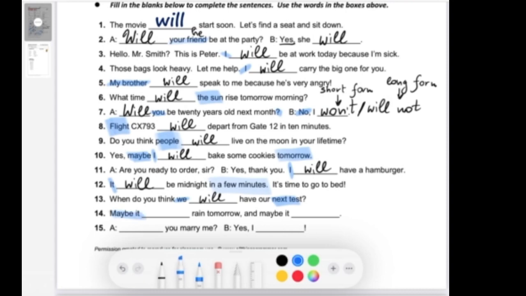it means that it will rain tomorrow, and maybe it will not, or it won't, because it could be, but also it could not be. So there are two alternatives. So here we use it won't, or also we can use it will not. Maybe tomorrow, maybe also not. Then we have got the question, you. Will you marry me? Yes. So it's the affirmative one. Yes, I will. Yes, I will, because this is the affirmative one.